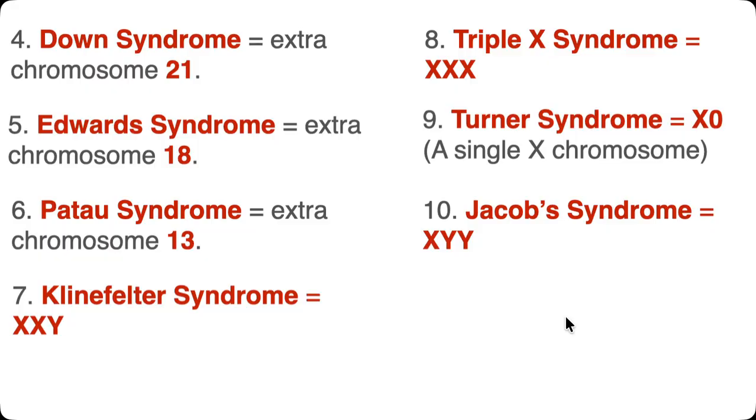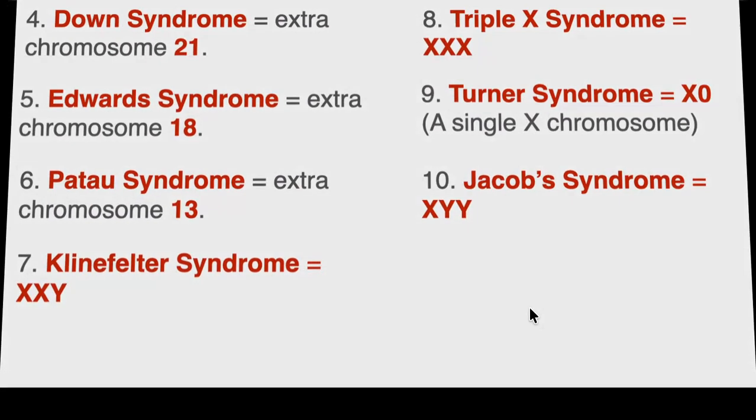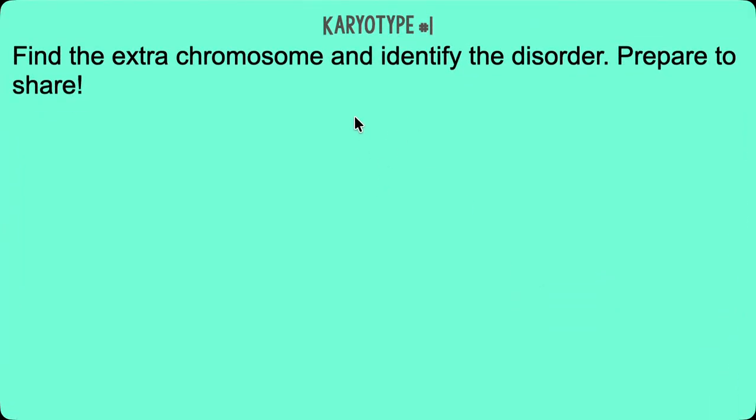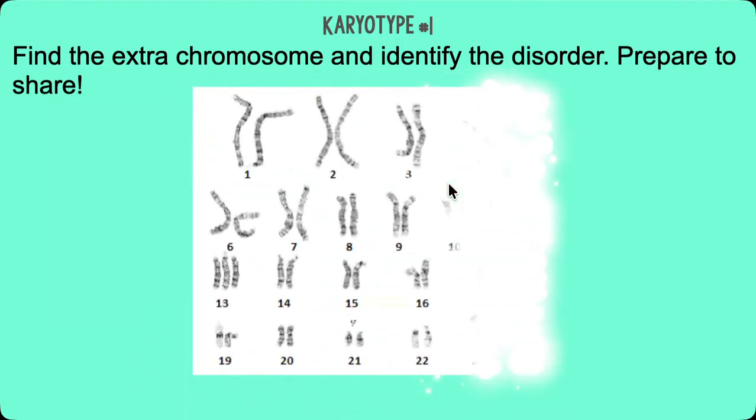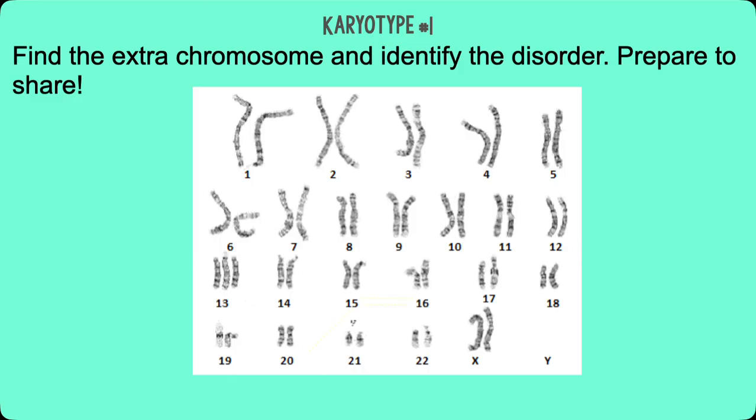So how do we identify these? Well, we use something called a karyotype. A karyotype is when a geneticist or a doctor takes your DNA, separates out the chromosomes and counts them. This is chromosome 1, this is chromosome 2, and they take a picture of it. When you do that, you can see where the extra chromosomes are located. So find the extra chromosome and let's see if we can figure out what the disorder is.